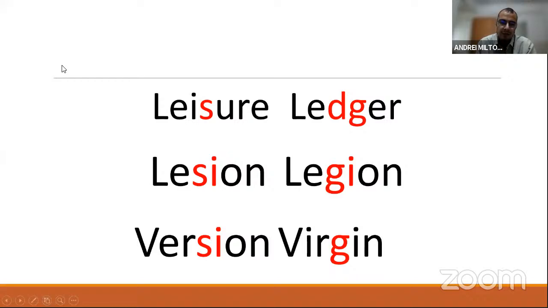Now this one, try, write it down on your paper. So what is the difference between the first one and the second one?